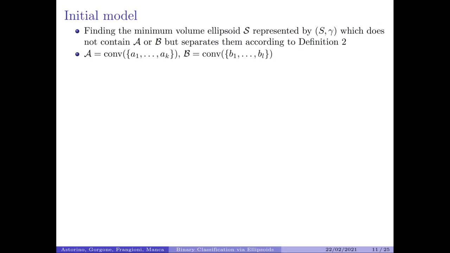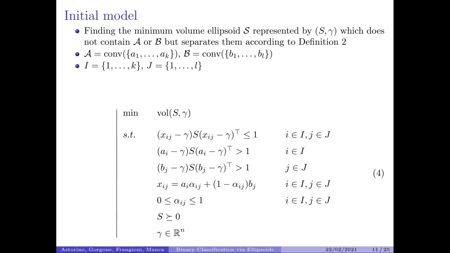And if we denote with I and J the index sets, the program we want to solve is the following, where we want to minimize the volume of the ellipsoid, where the second and third constraints just mean that the points of A and points of B are left outside of the ellipsoid. And the first constraint is telling us that we want at least one point of the convex combination of AI and BJ to sit inside of the ellipsoid S.